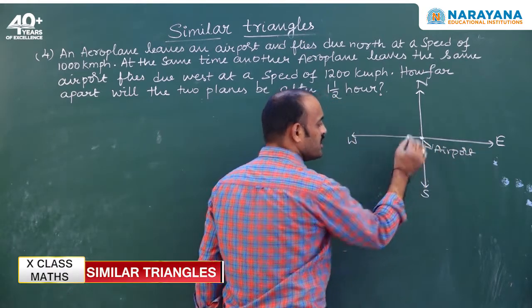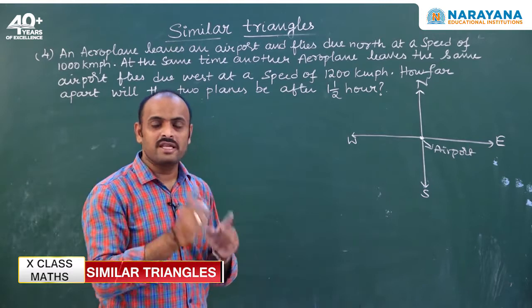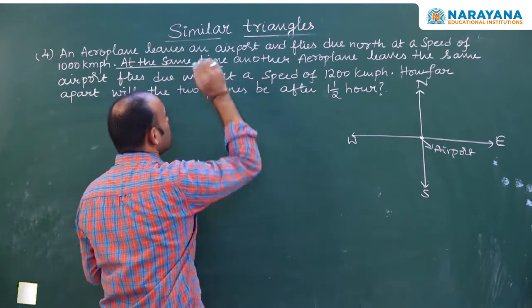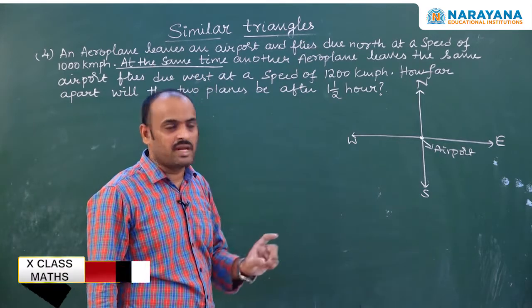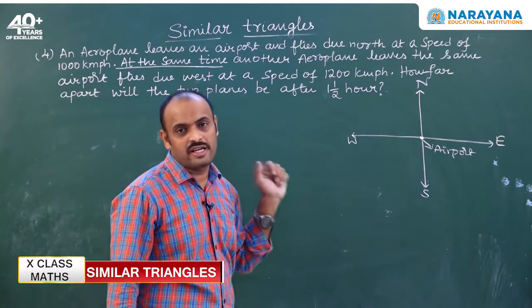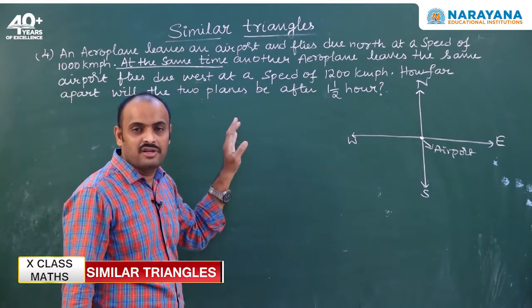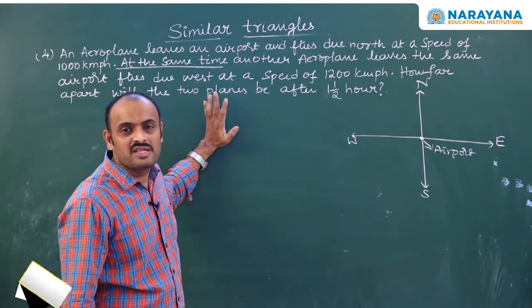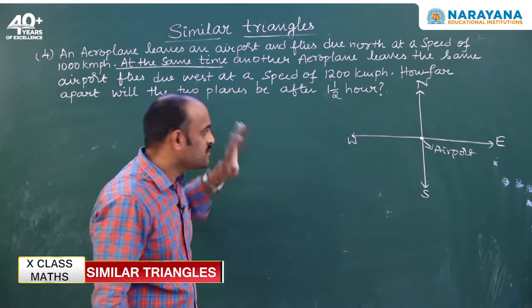So, at this point at the airport, both planes are going at the same time. They have started at the same time. One is going in the north direction and the other is going in the west direction. Both traveled for 1.5 hours. After 1.5 hours, what is the distance between the planes?